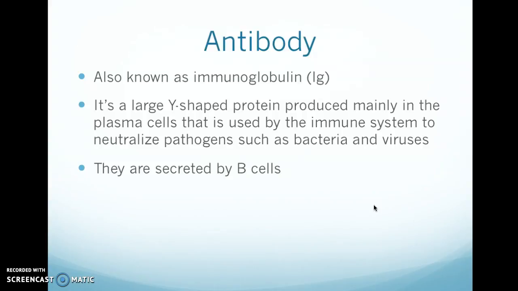It's a large Y-shaped protein produced mainly by plasma cells that is used by our immune system to neutralize pathogens such as bacteria and viruses. And they are secreted by B cells of the adaptive immune system, mostly by differentiated B cells called plasma cells.